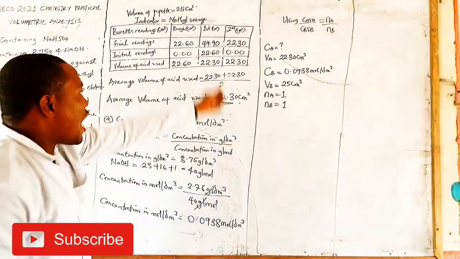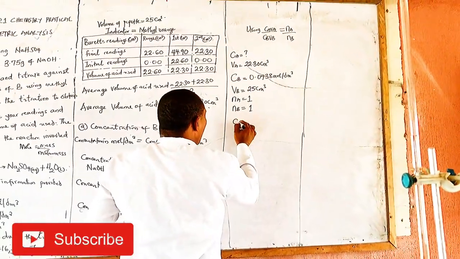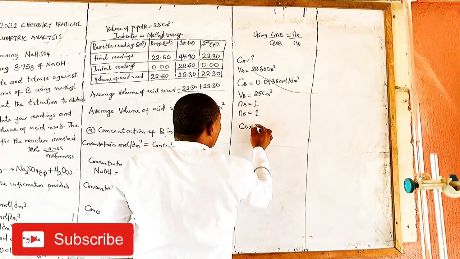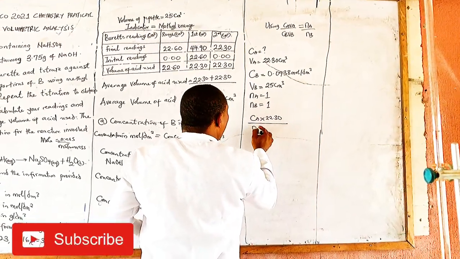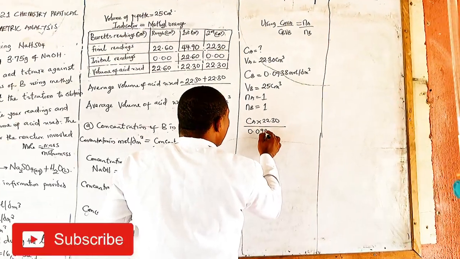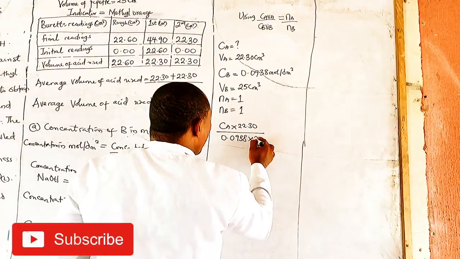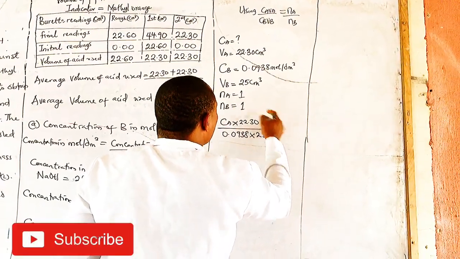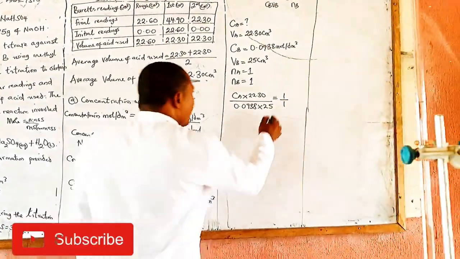So from there, we can look for our Ca. Very, very simple. So from here, Ca, which we don't know, times Va, 22.30, over Cb, 0.0938, times Vb, 25, is equal to the number of moles of acid over 1 over 1. Very simple. So we make Ca the subject of the formula here now.